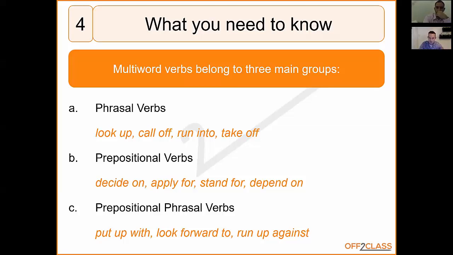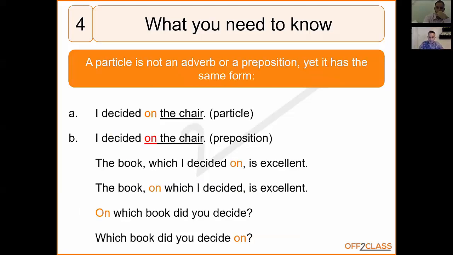especially in question forms. Okay, as I mentioned before, a particle is not an adverb or a preposition, but it will look exactly the same. And if you look at A, we have "I decided on the chair." We actually have a particle here. Decided on means I decided to purchase in this case. And so those two elements cannot be separated from each other. So it does not act as a preposition, and yet it looks like a preposition.